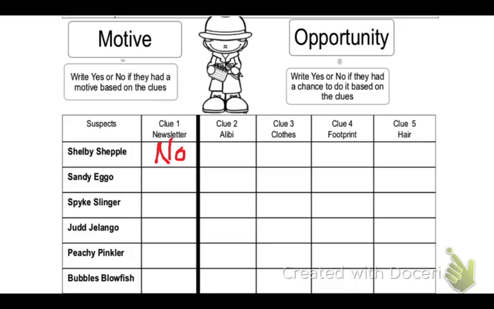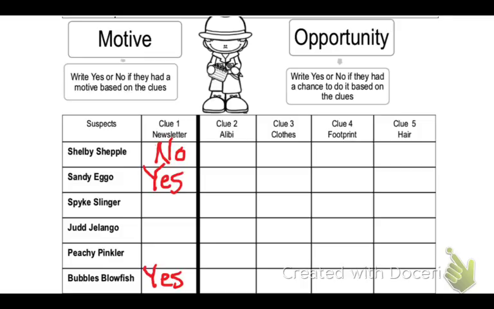San Diego. San Diego, she was one of the protesters. And if you protest something, that means that you are against it. So I'm going to put a yes here because she has motive. She doesn't like the water park. And along with her was Bubbles Blowfish. So I'm going to put a yes here that Bubbles didn't want the water park either, that they have motive.